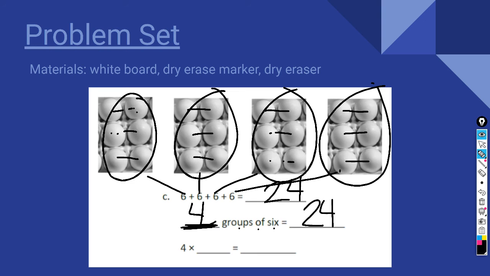Down at the bottom, the last one, okay, 4 times blank equals blank. Go ahead on your whiteboards and write that whole equation for me. This whole equation, what should it say? 4 times, and we know times is really groups of. So 4 groups of blank equals blank. 4 groups of 6, because each group has 6 eggs, equals 24. Okay, you guys did awesome at that.